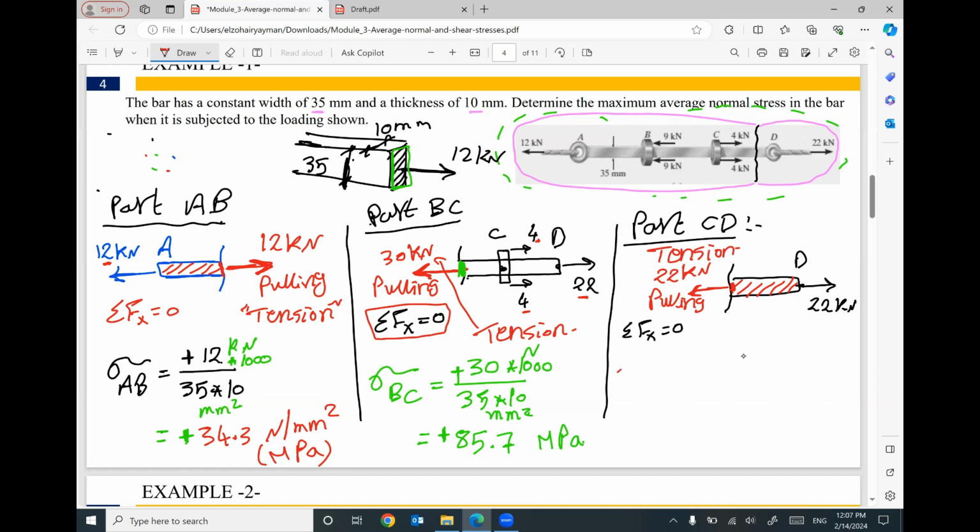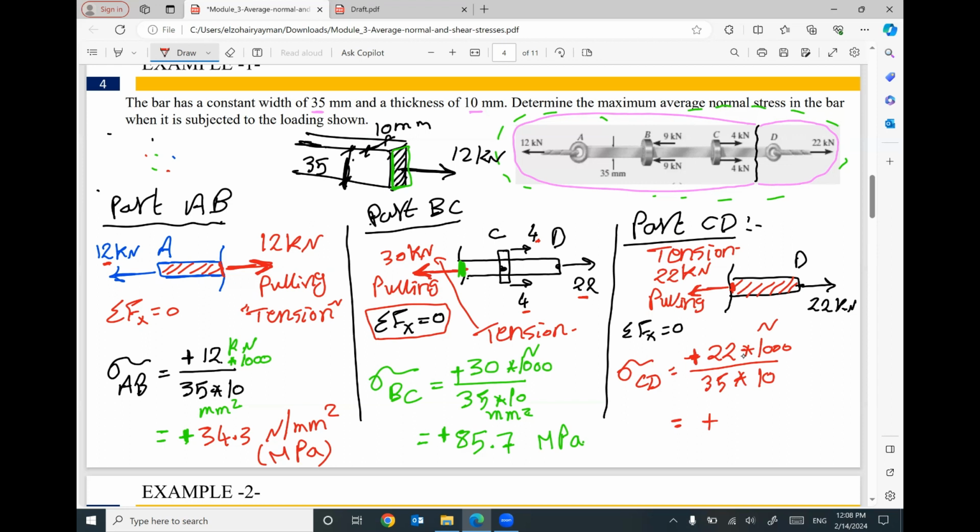So the stress in part CD will equal the applied force, 22 kilonewton. I will convert it to Newton by multiplying by 1,000, divided by the area of the cross section, which is 35 millimeter by 10 millimeter. The value of the stress will be positive because it's a tension. That means we will have tensile stress. How much? 22,000 divided by 35 times 10.